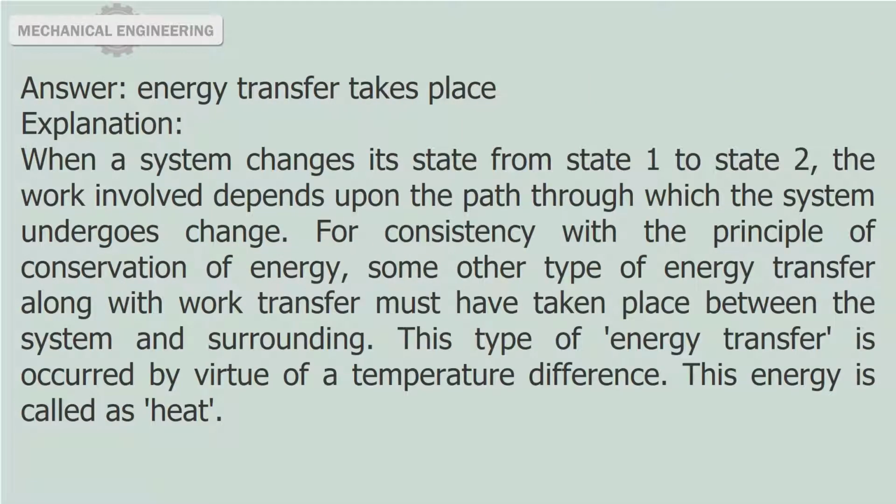Answer: energy transfer takes place. Explanation: when a system changes its state from state 1 to state 2, the work involved depends upon the path through which the system undergoes change. For consistency with the principle of conservation of energy, some other type of energy transfer along with work transfer must have taken place between the system and surroundings. This type of energy transfer occurs by virtue of a temperature difference. This energy is called heat.